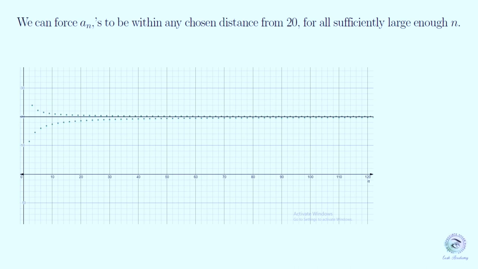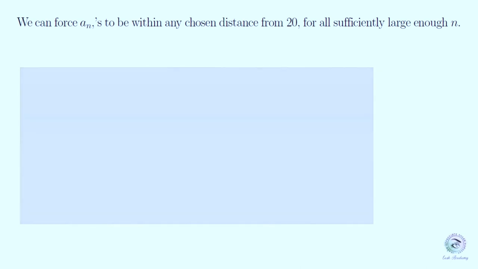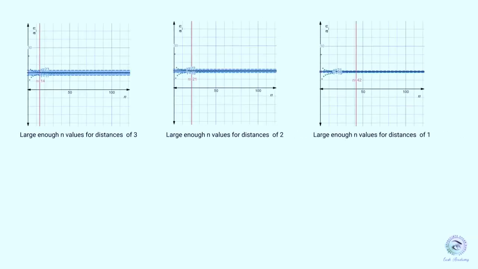Let's push further and try to force a_n to be within 1 unit from 20. The a_n's that lie between the dashed blue lines y equals 21 and y equals 19 satisfy this criterion. All the a_n's after n equals 42 fall within this region. Therefore, there exists a sufficiently large n value which forces all a_n's after that to fall within 1 unit from 20. We were able to find corresponding sufficiently large n values for distances 3, 2, and 1. Can we find such an n value for any given distance?